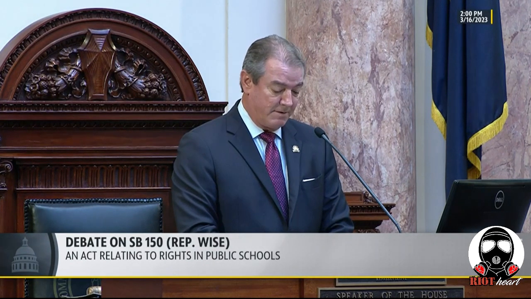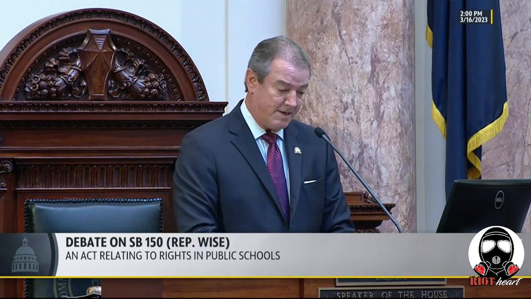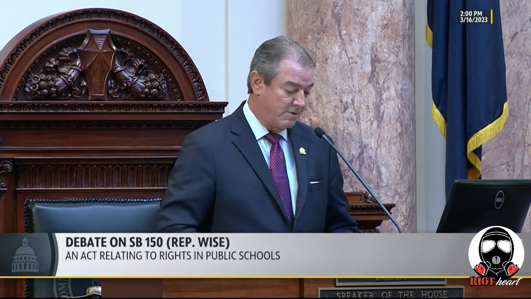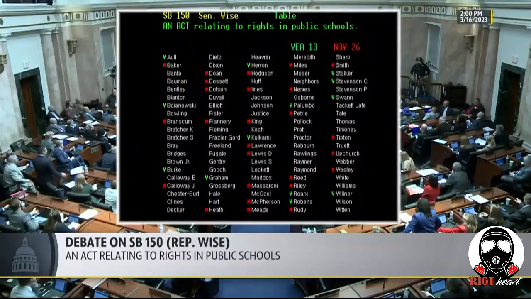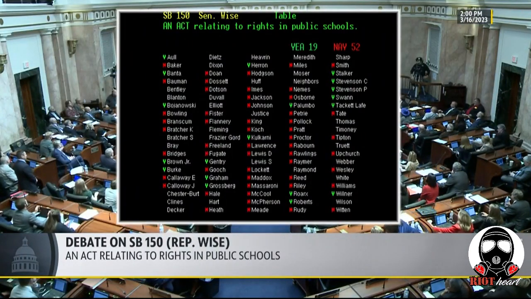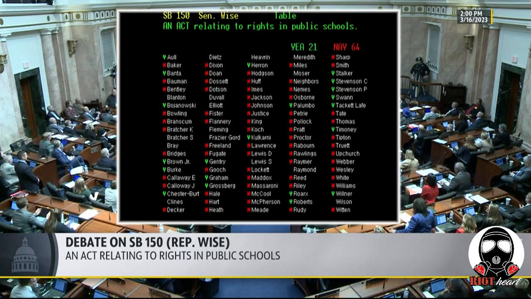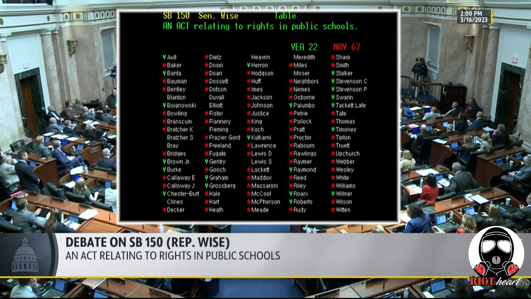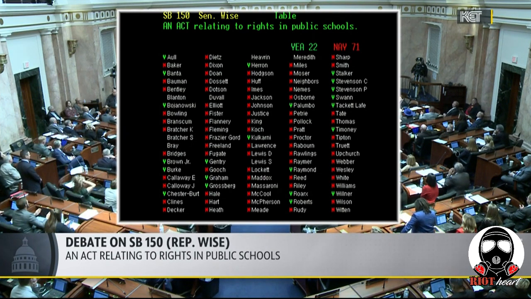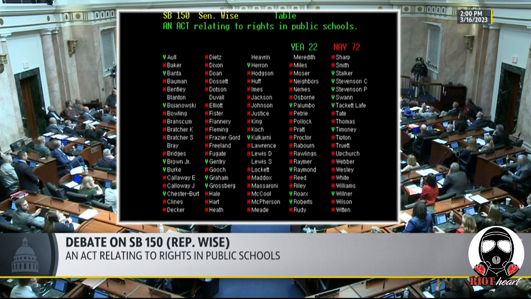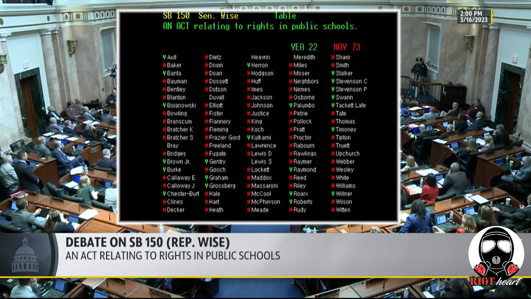Motion is to lay it on the table. Those wishing to lay it on the table, vote aye. Those opposed, vote nay. Roll call is open for your vote. All members voted. Clerk will take the roll. Being 22 members voting aye, 73 members voting nay, the motion to table fails.